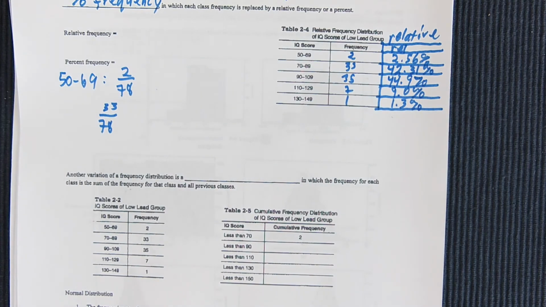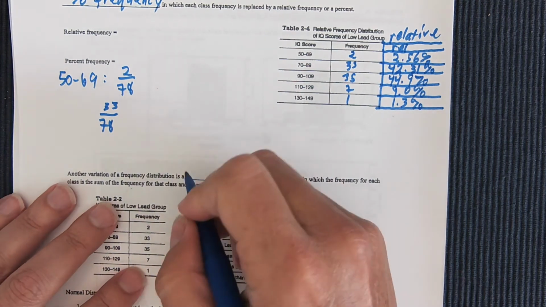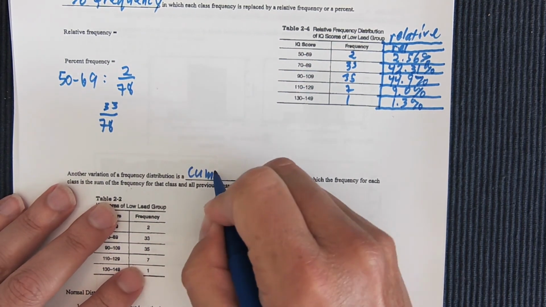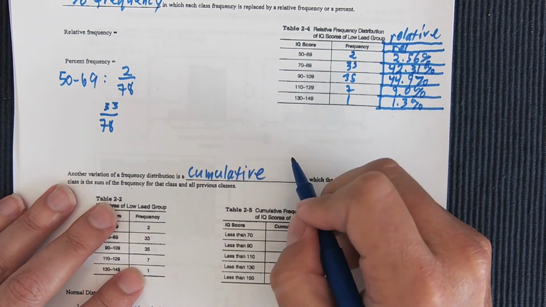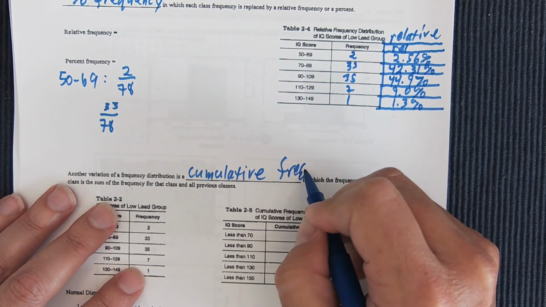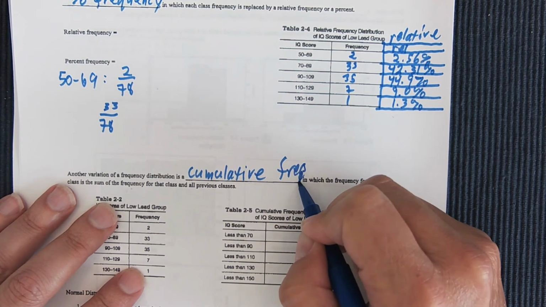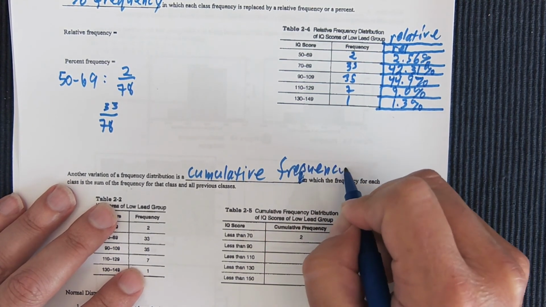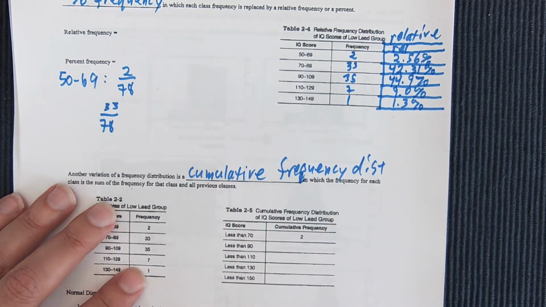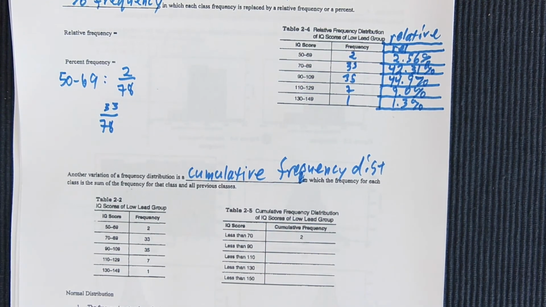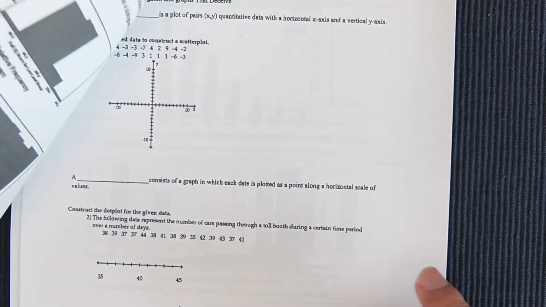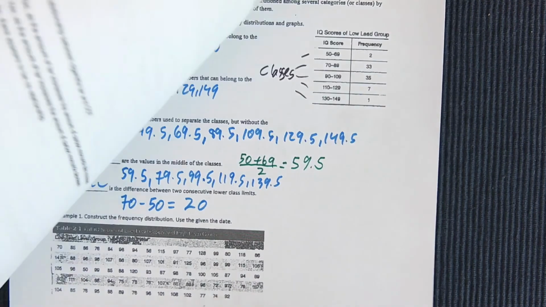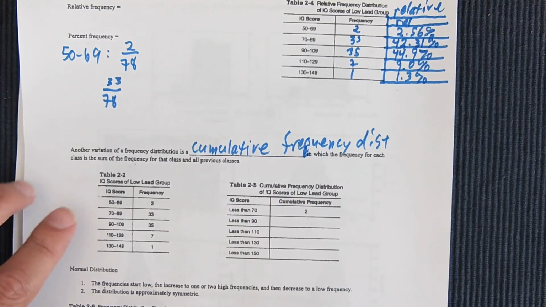The next type is called a cumulative frequency distribution. This one's going to be a little different. I have this one already typed up here. Again, it's based on the same information. This table here, I recopied it in the notes.